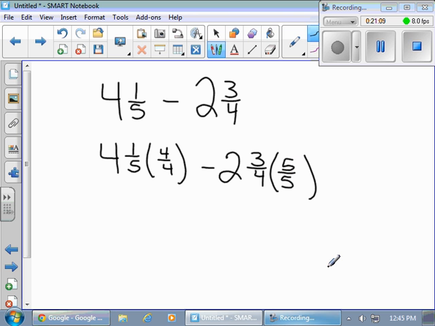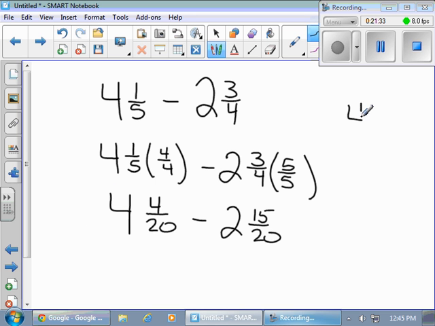Now I want to go back and multiply. So 4 and 4/20 minus 2 and 15/20. Now we're going to look at a fraction. Can I say 4 take away 15? Can't take away that. Now, a minute ago, we made 4 look different. How did I make 4 look different a minute ago if I had to borrow?